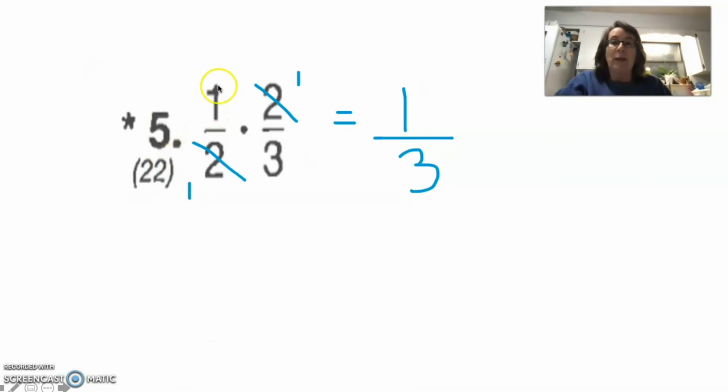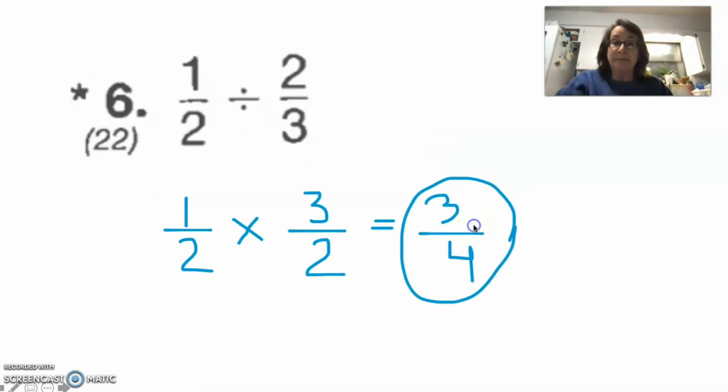Now, number 5, we have 1/2 times 2/3. We're going to cancel our 2's to leave us with a 1 and a 1. And 1 times 1 is 1. And 1 times 3 is 3. So the answer is 1/3 for number 5. We're almost there. Number 6. 1/2 divided by 2/3. Now remember, when we divide by a fraction, we multiply by its reciprocal. So we're going to multiply by the reciprocal of 2/3, which is 3/2. So 1/2 times 3/2 is 3/4.